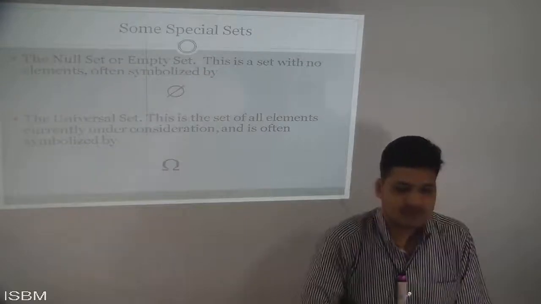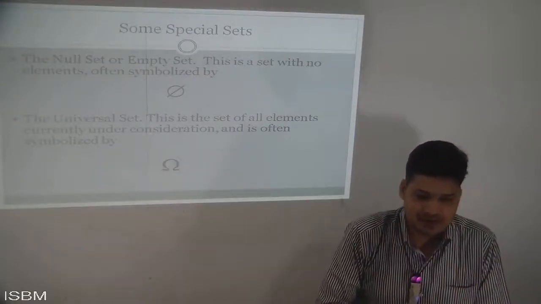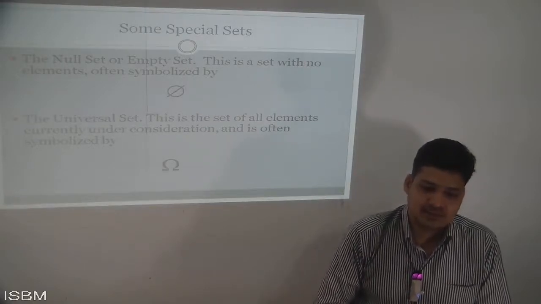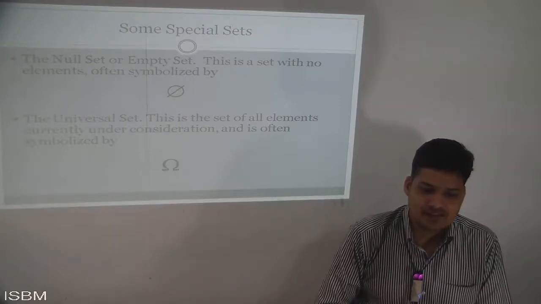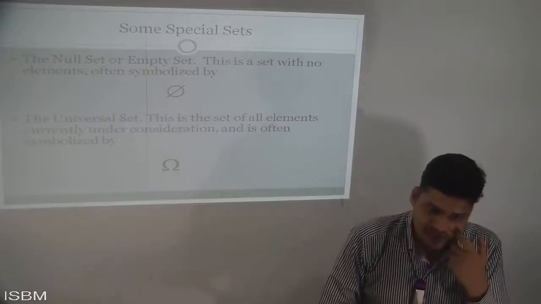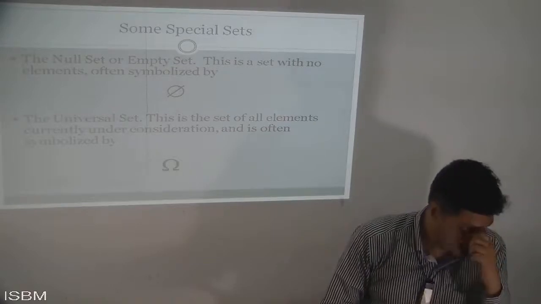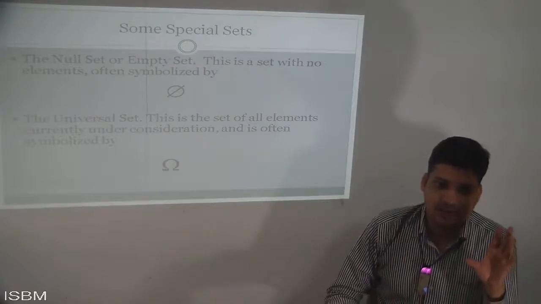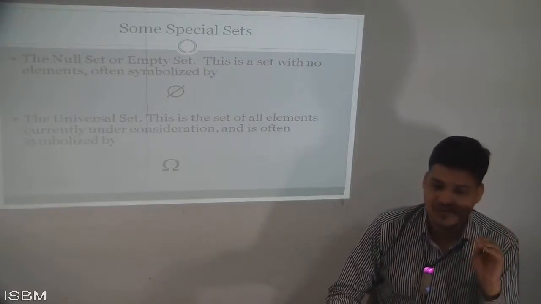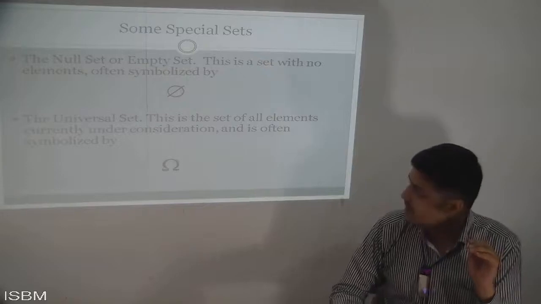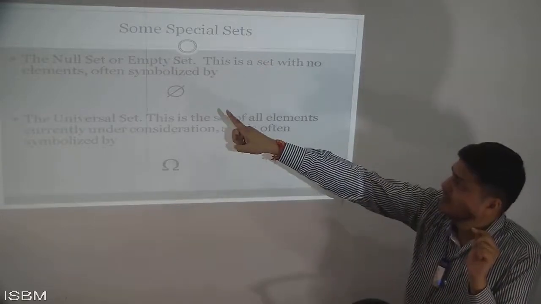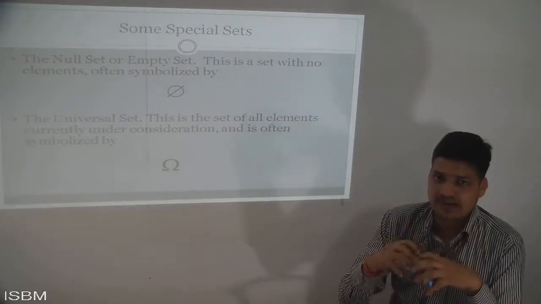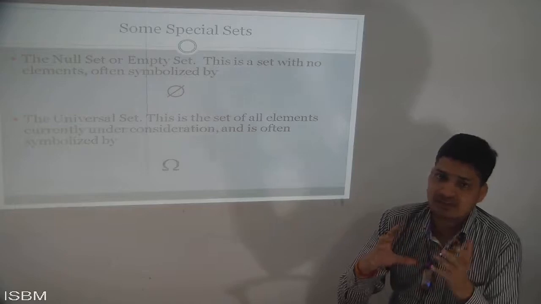Some special sets, there are some special sets which we are going to discuss over here. The null set or empty set is a set with no elements, often symbolized by this. This set has zero elements, which is the empty set. Two words have been used over here, null set or empty set. Think of it like the set which has no elements.